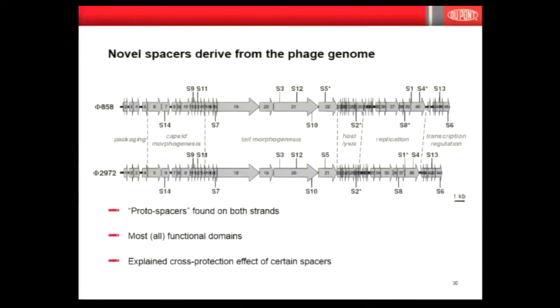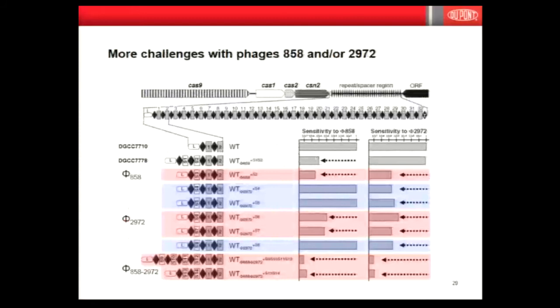And because some spacers were common to the two phages, I showed you spacer S3. S3 was acquired following infection with this phage, but it provided resistance against two phages. This one was not used in the challenge, but because the sequence was shared, the resistance was also provided, what we call cross-protection.